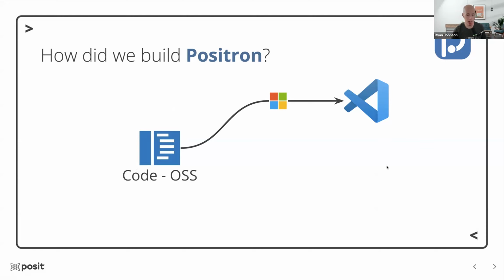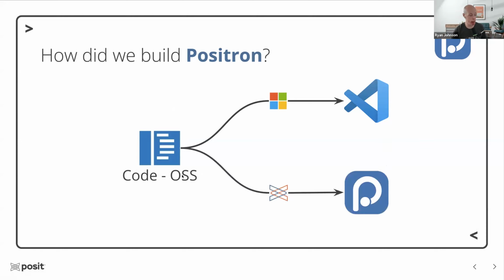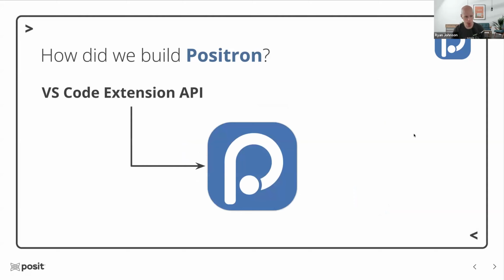So what did Posit do? Essentially the exact same thing. We forked Code OSS to create Positron. And because it's built on the same framework as VS Code, when you first open up Positron, it's going to kind of look and feel a little bit like VS Code, but also, again, has some great RStudio capabilities in there as well.